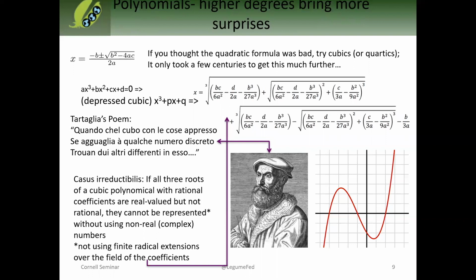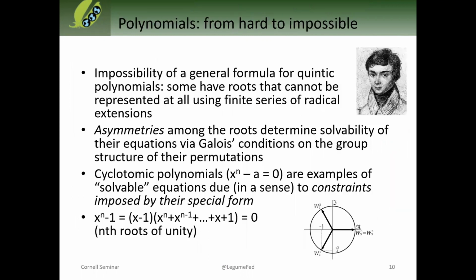And you get also interesting things with higher degree equations, like what they call casus irreducibilis, which basically means that you can have three real valued roots, but if they're not rational, you can't actually represent them with this kind of representation without involving imaginary numbers, even though the results that you get are not themselves imaginary. So as you start to increase the number of factors of things, life gets interesting.